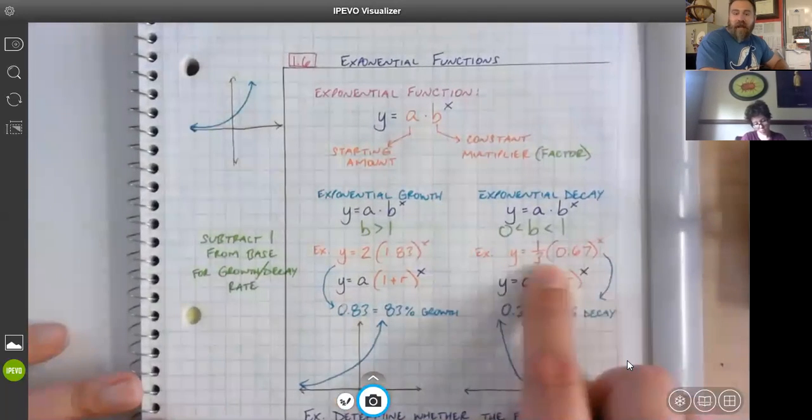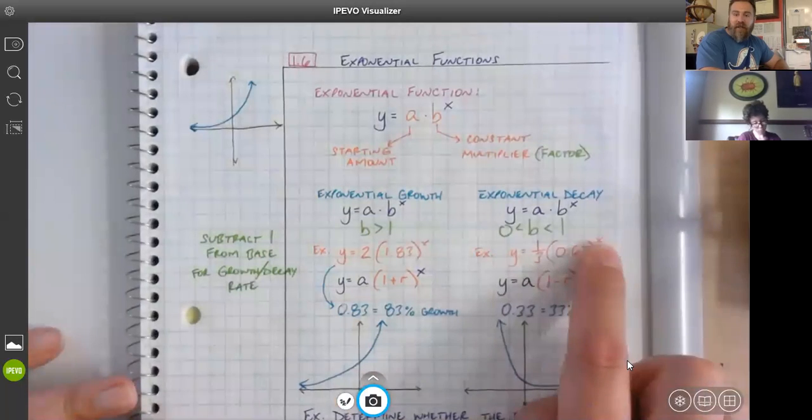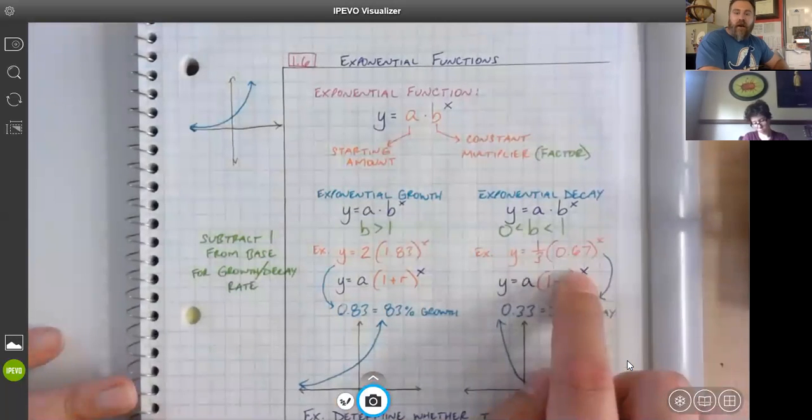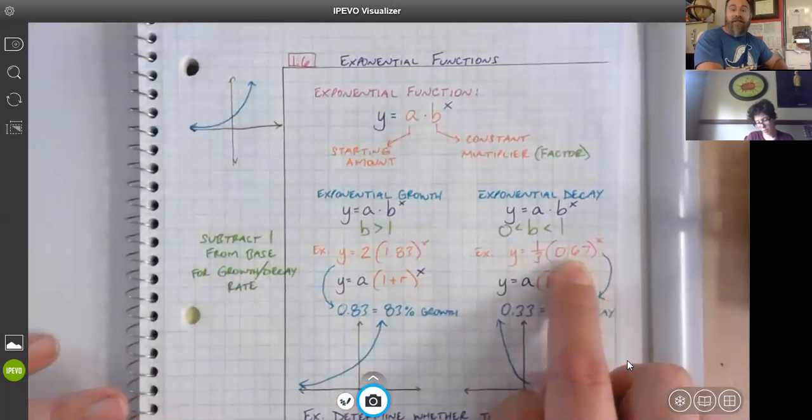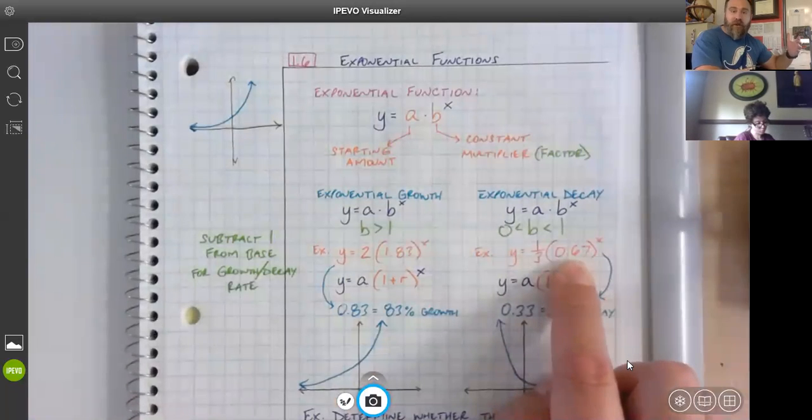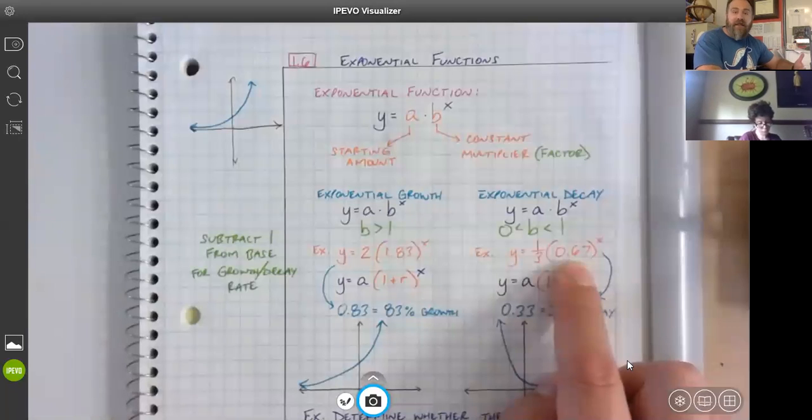So again, I can tell it's an exponential function because x is in the exponent spot. Right? My base of the exponent is the most important number here. That tells me whether it's growth or decay. It's less than 1. This is decaying. And my process is going to be exactly the same. Now how fast is it decaying? What is the rate of decay?